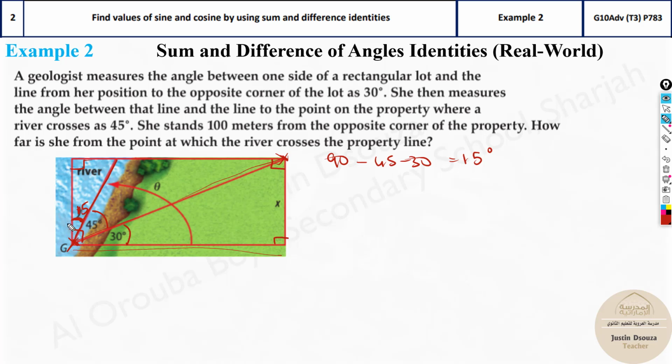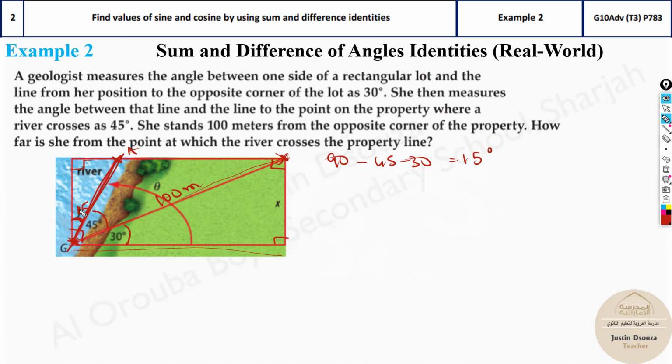Okay. Now what next? She stands 100 meters from the opposite corner of the property. That means this length is 100 meters. How far is she from the point at which the river crosses the property line? Okay. They are asking us to find this distance from there. See, this one, I'll call it G2A. Okay. GA distance is required.